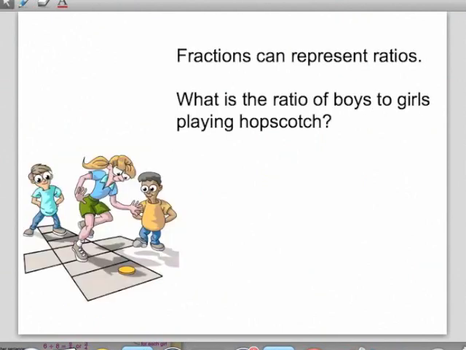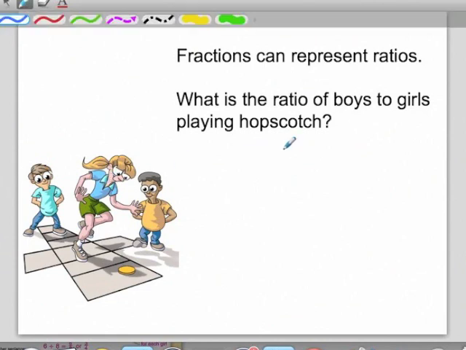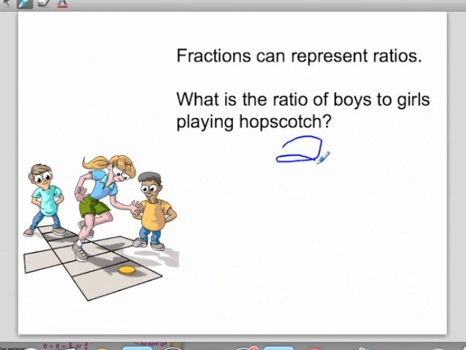Fractions can also represent ratios. So what is the ratio of boys to girls playing hopscotch in this picture? So ratio of boys to girls. Well, when we're thinking about this one, we're still going to have our part to our whole here. So we've got 2 boys and we have 3 kids in all. So 2/3 of these kids playing hopscotch are boys.